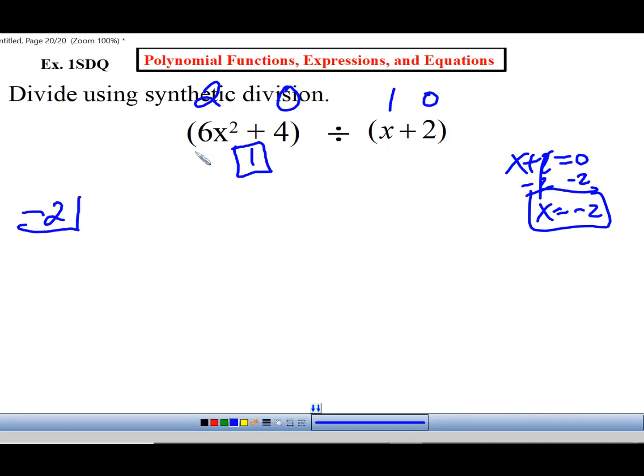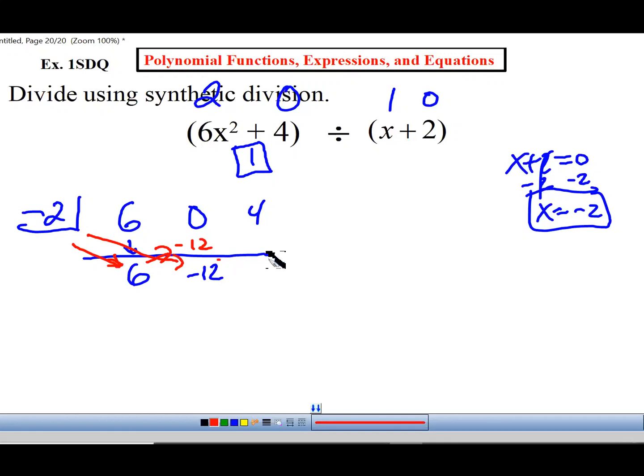There it is. I use my quotient. The first one is 6. Next degree up was the first degree. Since there's nothing there, I use 0. 0 degree is 4. I bring down the first term. That's 6. -2 times 6, that's -12. Combine, that's -12. -2 times -12, that's +24.